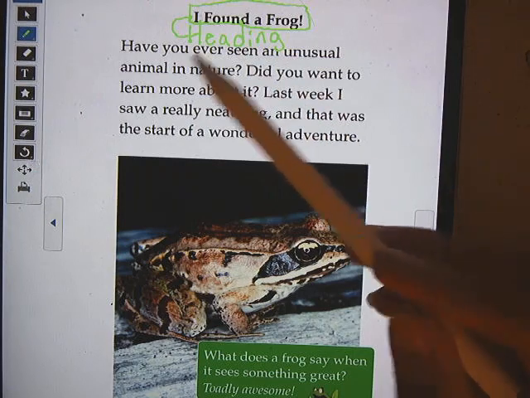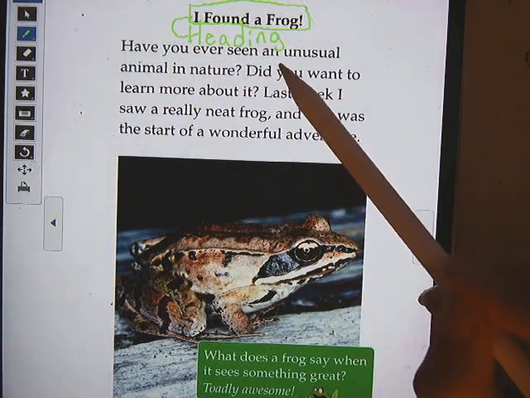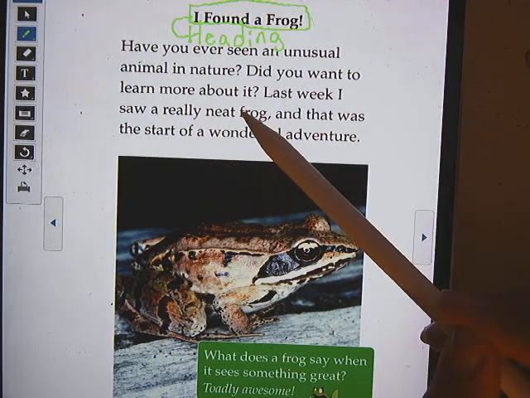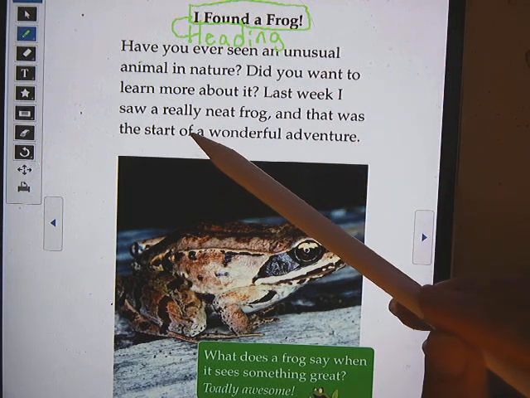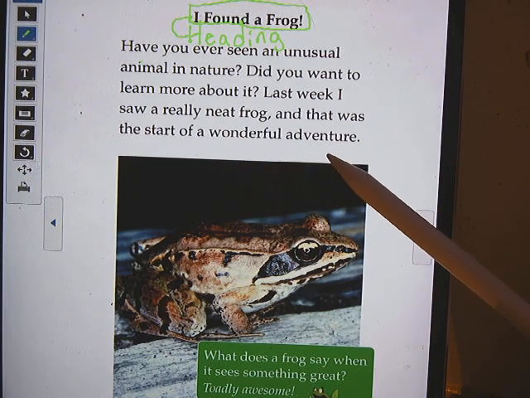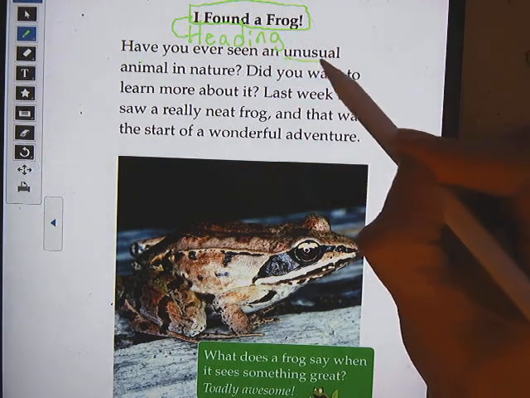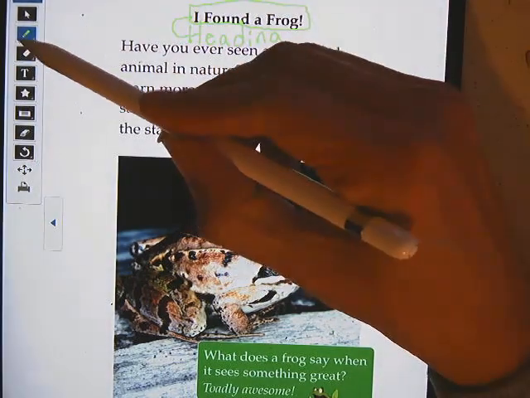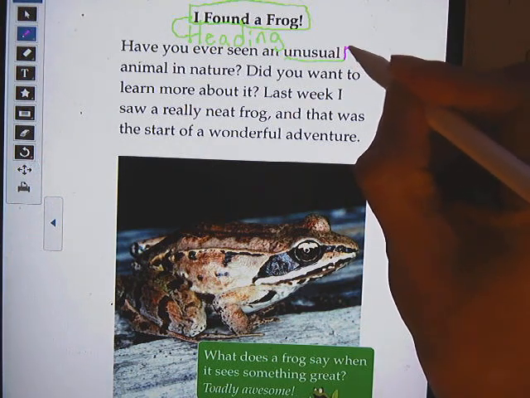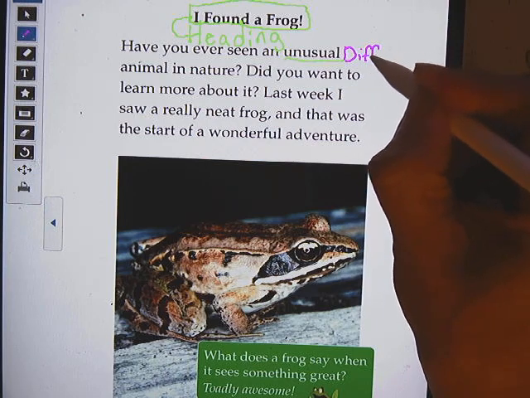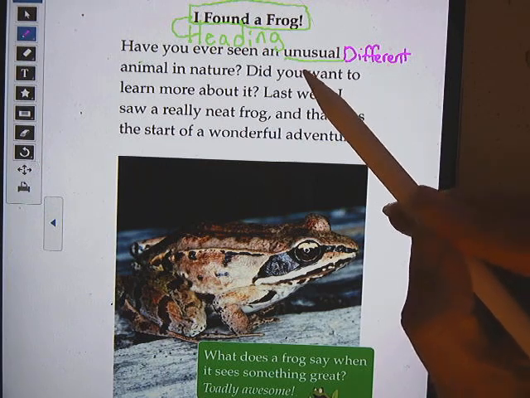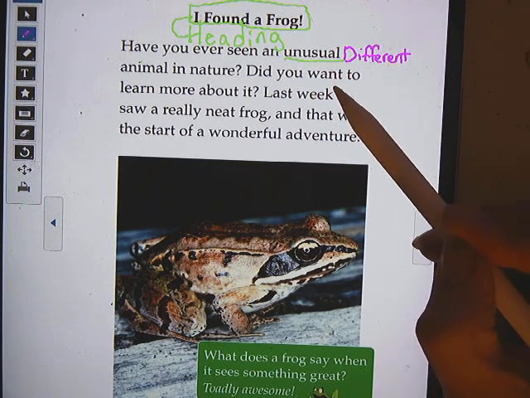Okay, so the heading. Let's read it. Have you ever seen an unusual animal in nature? Did you want to learn more about it? Last week I saw a really neat frog, and that was the start of a wonderful adventure. What does the word unusual mean? Can anybody think of a synonym? If I had to come up with a synonym, I would say different. Okay, it is unusual. It's different. It's not your normal or your typical frog.